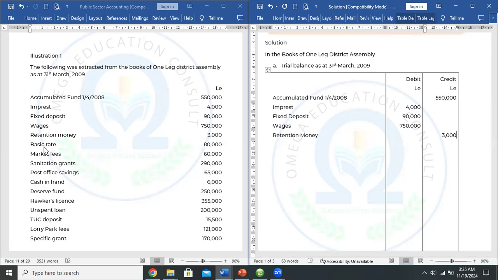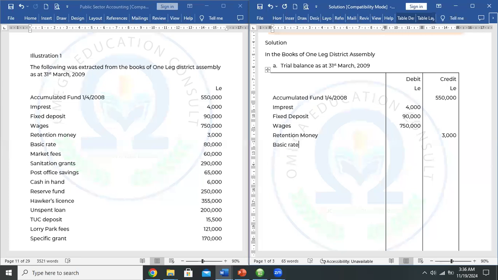The next one is basic rate. Now, let me not bore you with plenty talking. When you hear of a rate relating to public sector or the government, a rate is a form of tax, okay? But basic rate is applied on the income of people. The tax that is applied on the basic income of workers, that is a basic rate, okay?